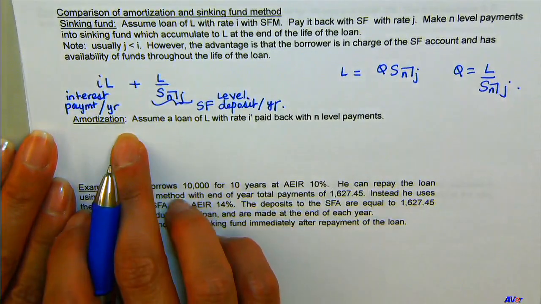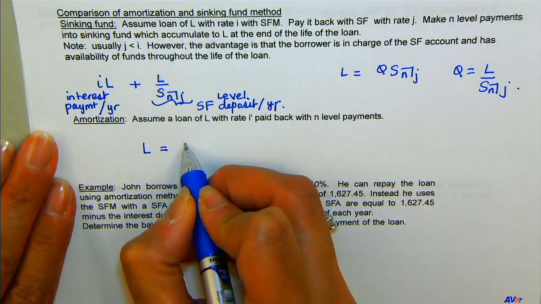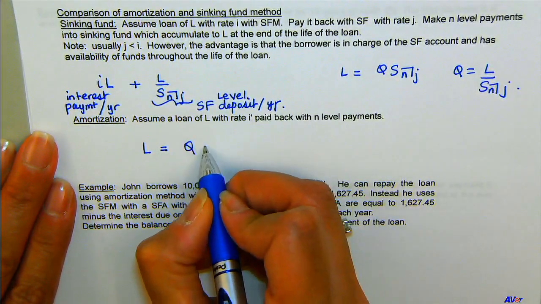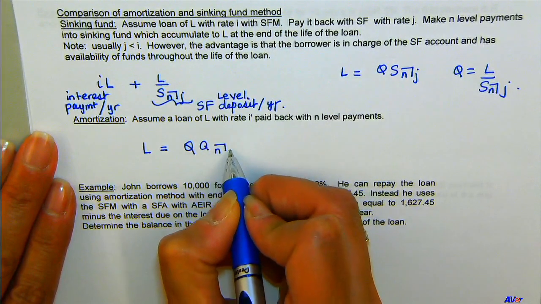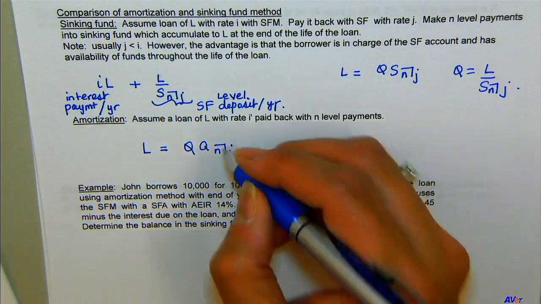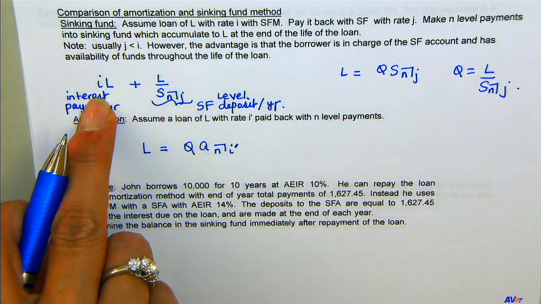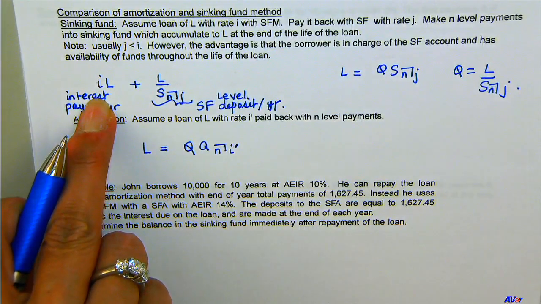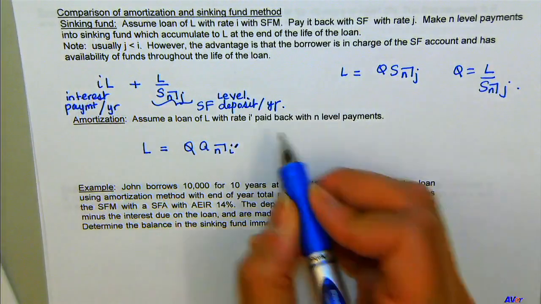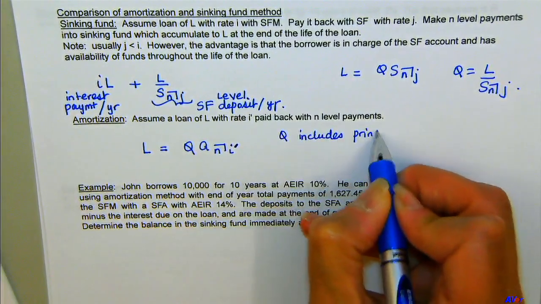What about amortization? Don't we know that L is equal to Q times A angle NI, where L is the present value of the payments of Q happening N times at interest rate I? So we're going to call this I prime, because I have a different I in the sinking fund method, where Q includes principal plus interest.